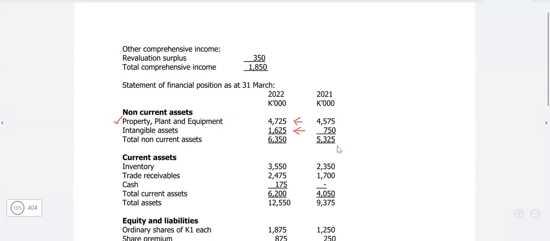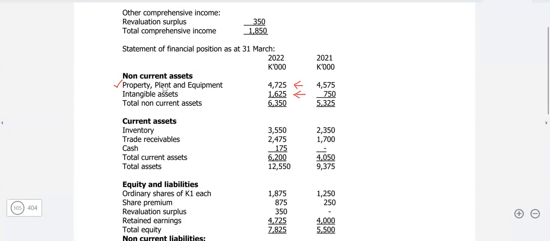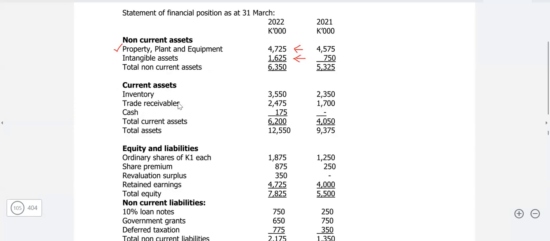Inventory. So when the property, plant, and equipment is increasing, it's probably due to the revaluation, or they have purchased some property, plant, and equipment. Intangible asset is increasing, so probably this is due to the purchase of the intangible asset or the development cost, anything like that. Inventory is increasing. That represents the outflow, because when inventory is increasing, this represents the outflow. Trade receivables are increasing. Again, this represents the outflow.